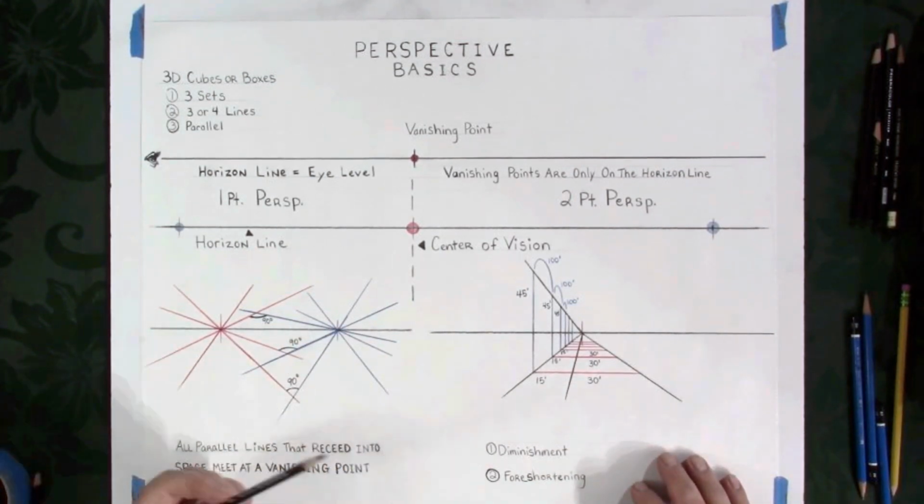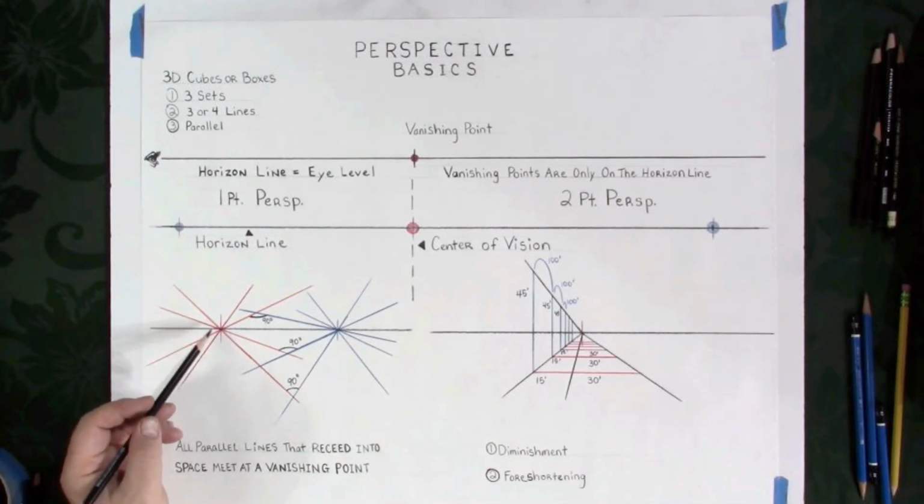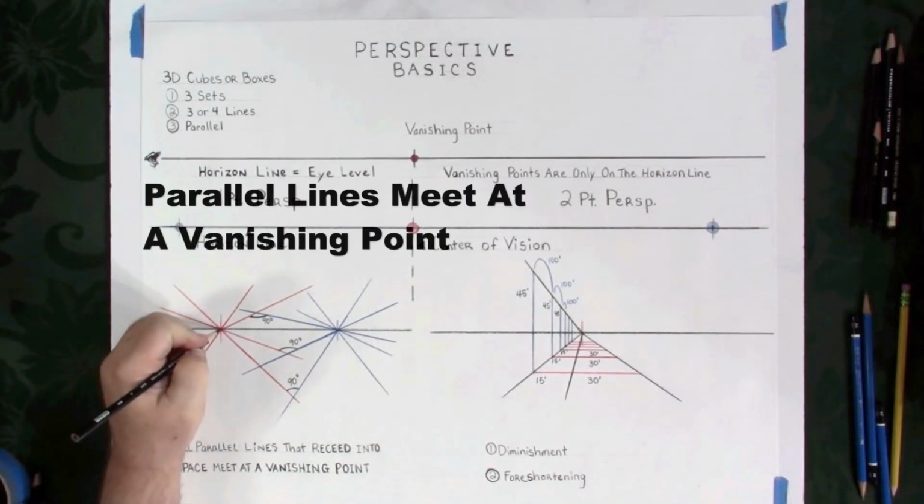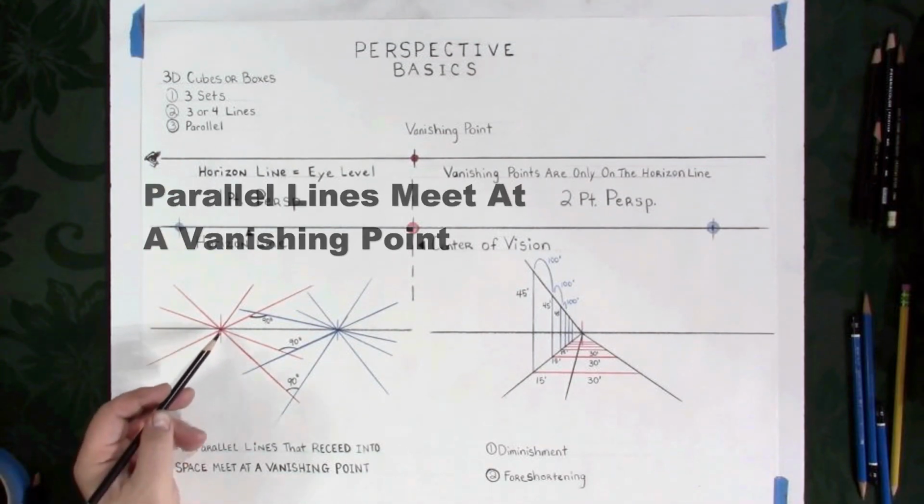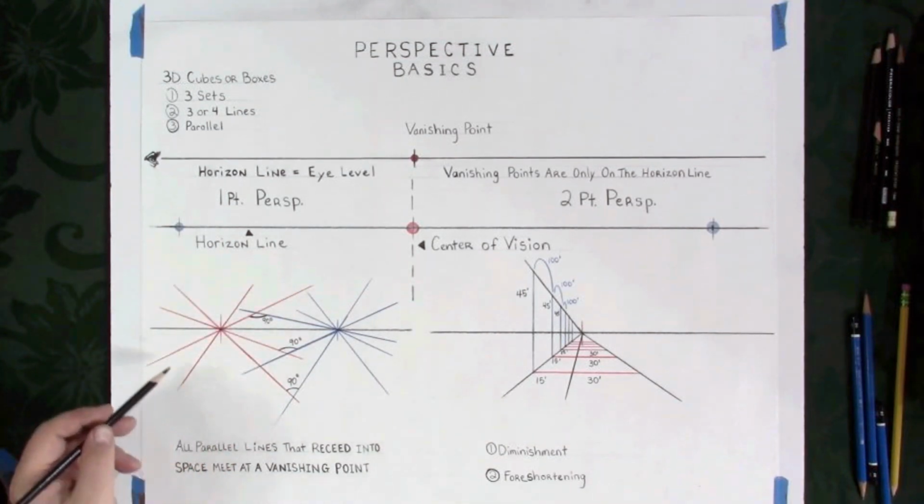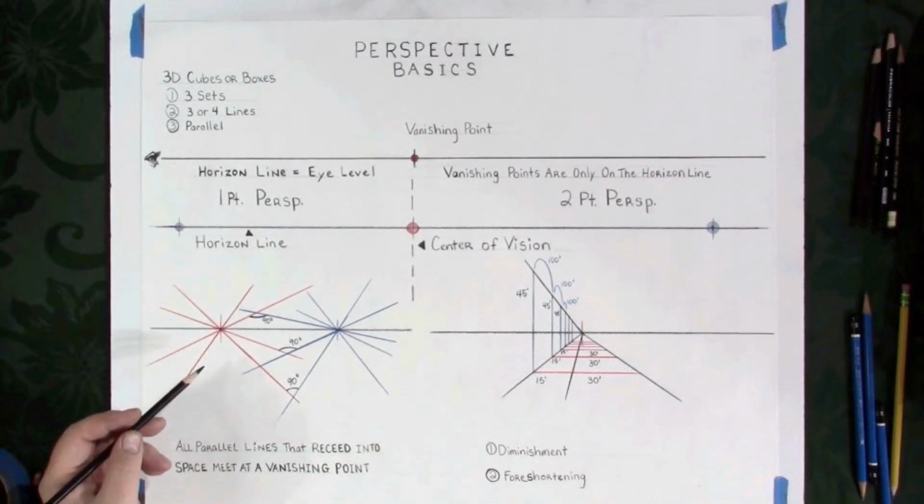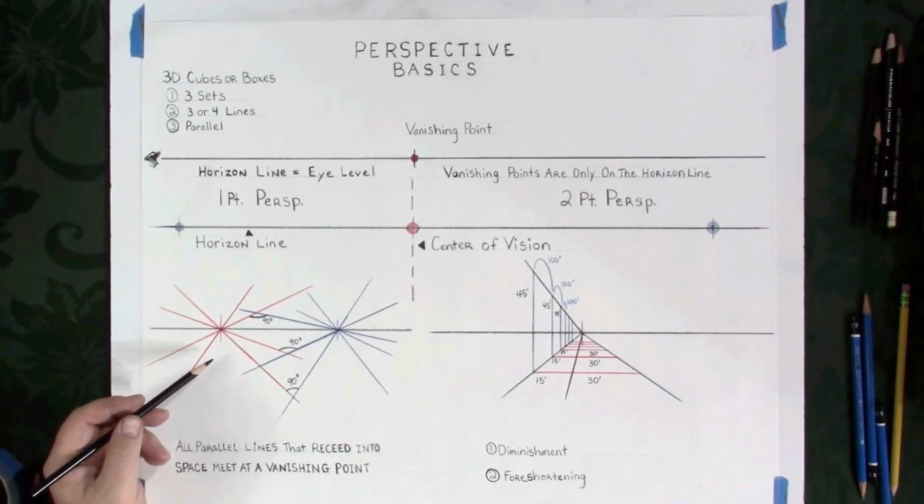The other thing we want to understand is that all parallel lines that recede into space, as we talked about, meet at a vanishing point. That's important to understand. This is showing these red lines meeting at this vanishing point right here on the horizon line. The relationship of these red lines is that every one of them is parallel to another. Any lines that meet at a vanishing point are parallel to one another. That's important to understand.